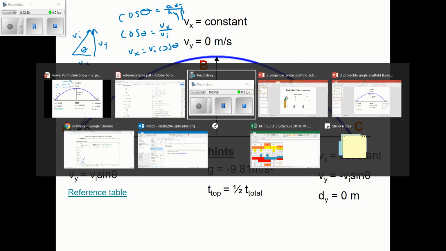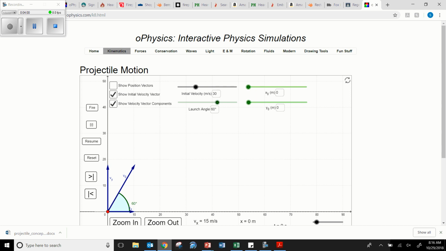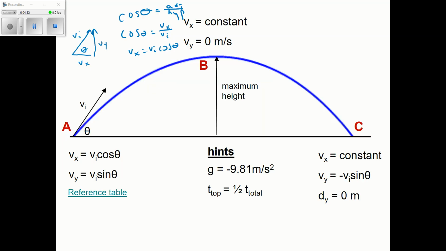To give you a visual of what's happening, let's check out this animation. I am going to fire this sphere, and just notice what happens to the x and y velocity. As the sphere is going, you can see the x velocity stays the same the whole time. The y velocity gets smaller and smaller. At the top, the y velocity is 0, and then it gets bigger and bigger in the negative direction. So this, like I said, is a typical setup for projectiles at an angle.